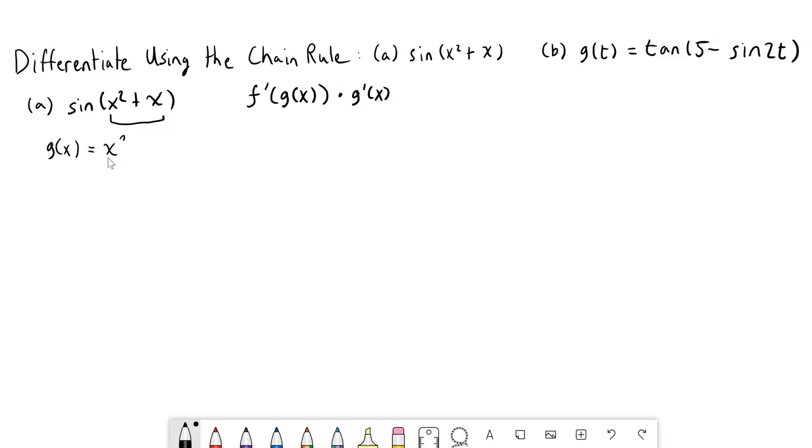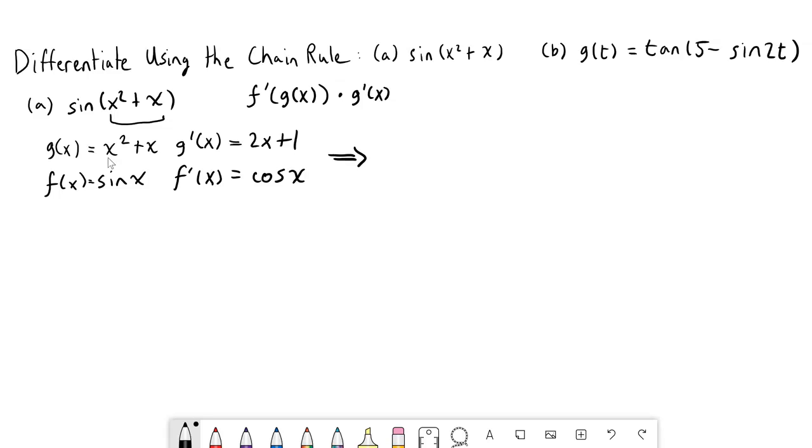And we can find its derivative pretty easily, right? Using the power rule, it's just 2x plus 1. And then the outside, which is sine, we can find its derivative pretty easily using one of the rules, which is cosine. So now we just combine it all together using the formula, right? Cosine of the inside times the derivative of the inside, and then we're done. We can make it look nicer if you want to, or you can keep it like this. It's still correct nonetheless.